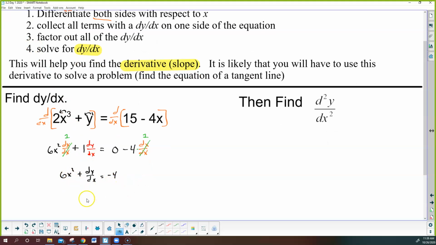So then I have to just move that negative, I'm going to subtract the 6x squared. And there's my derivative. Okay?